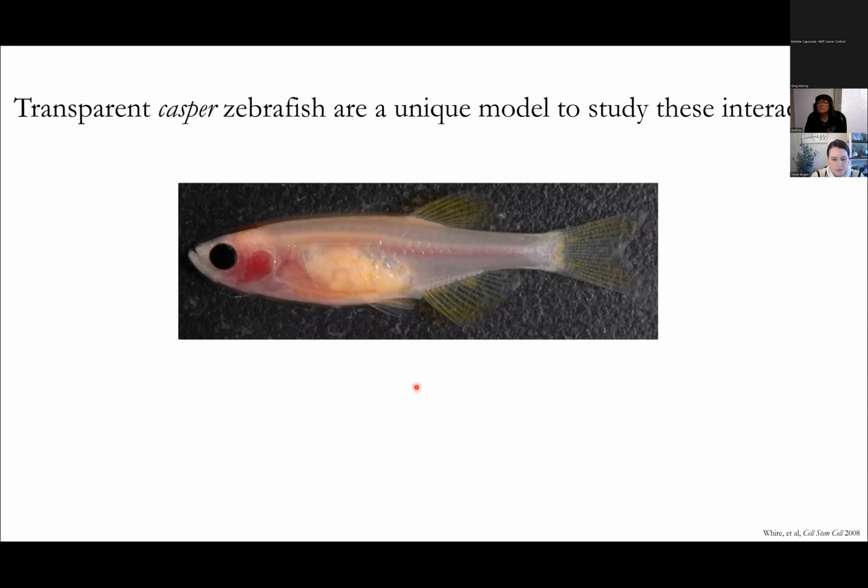So we had made these fish called Casper that are relatively transparent. So why fish, right? It turns out that fish are vertebrates, right? So they're animals. They get cancer, but they have this really unique property that the animals are transparent. And what does that let us do? Well, it lets us figure out exactly how this inside-outside interaction happens in real time. So let me show you some examples of this.